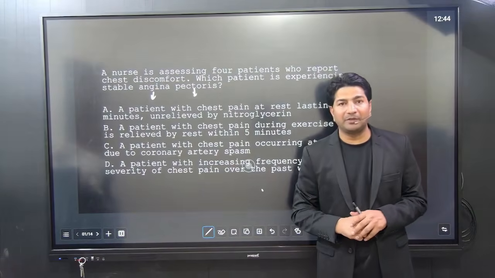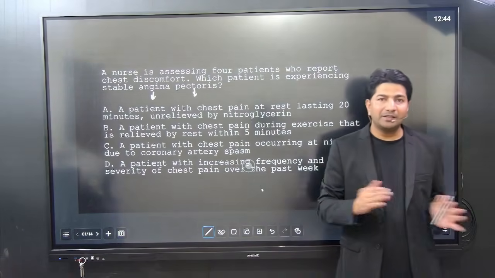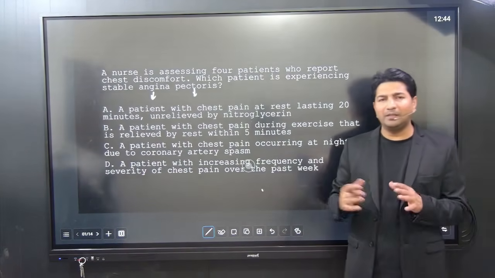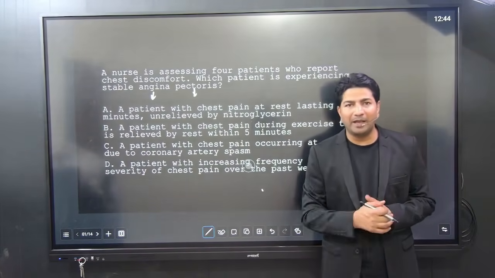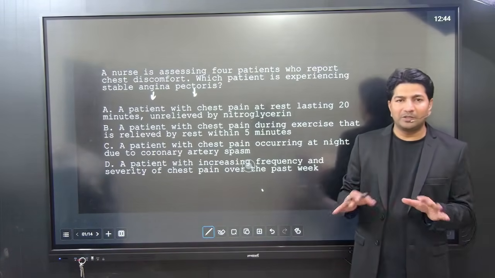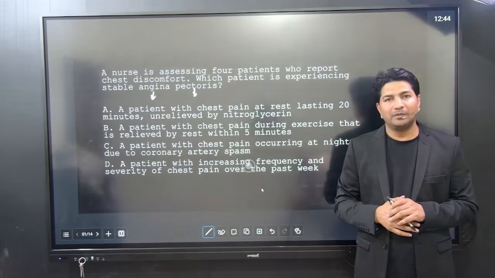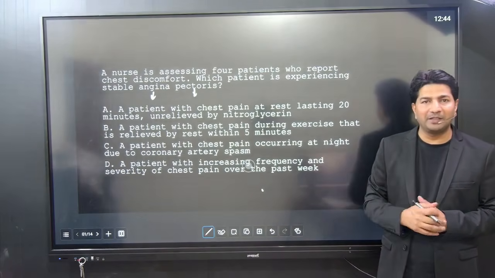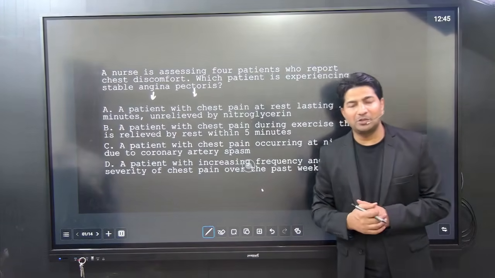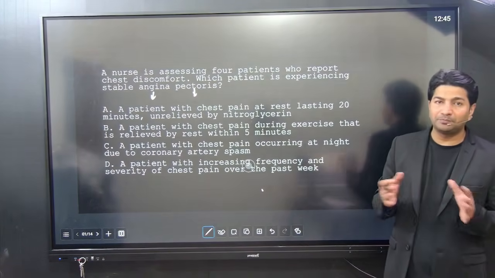The second type of angina is unstable. Unstable angina pectoris, meaning we can't predict anything about it. The chest pain has an unpredictable pattern. For instance, even if the patient is just sitting, the pain can start. This means the patient has pain without activity, or even after being given nitroglycerin, the pain isn't relieved. So we call that unstable.